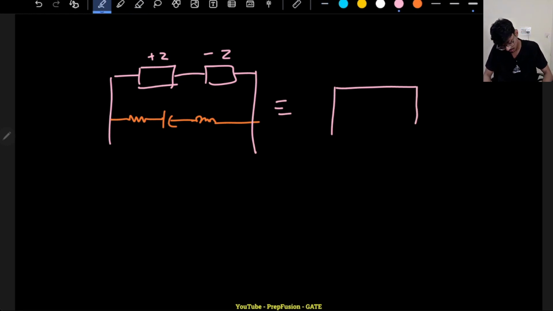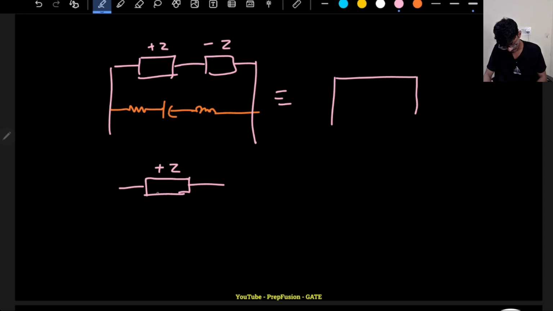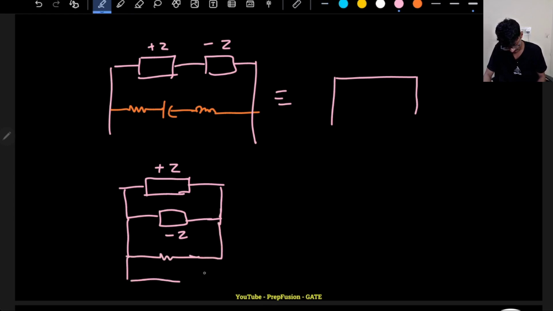Another thing: let's say if something like this is written. If here I have plus z, here I have minus z, and let's say here I have a resistor, and here I am applying some current.